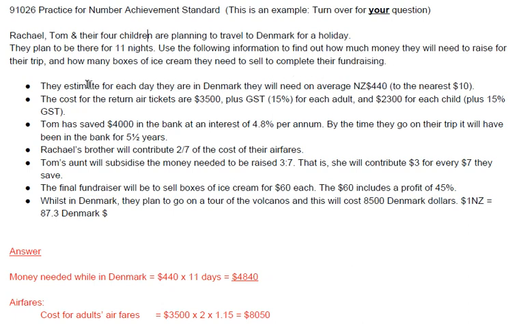So this is an example of an NCEA assessment where you have several things such as fractions, percentages, money in the bank over a number of years, ratios over here as well, adding or subtracting GST, and also the currency exchange rate.